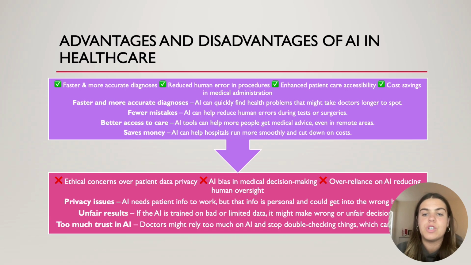AI can help reduce human errors during tests or surgeries. I mean, humans are humans, we make mistakes. AI is pretty prone to, you know, they're pretty accurate. And so you could get something more accurate than maybe a human sometimes. So that would be a really great advantage for hospitals.